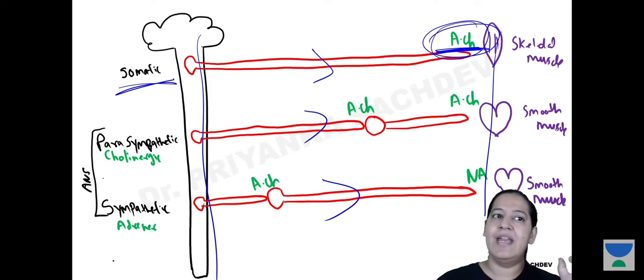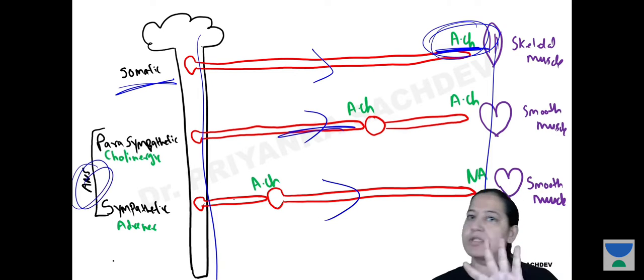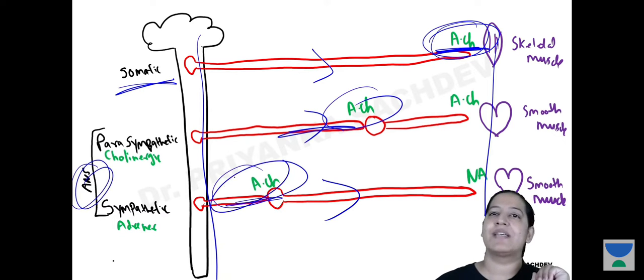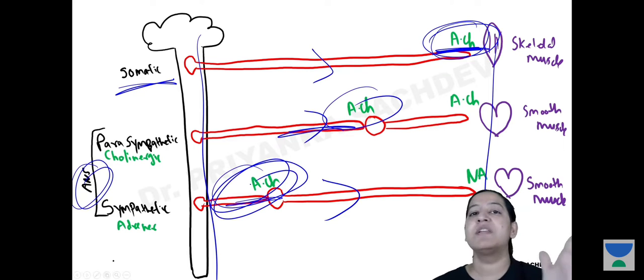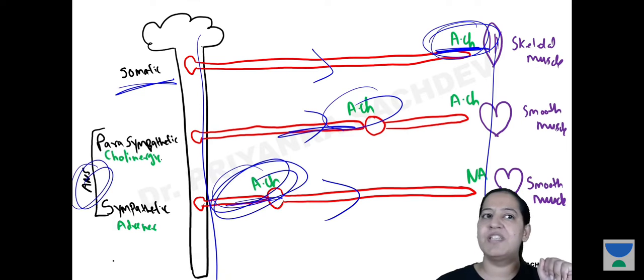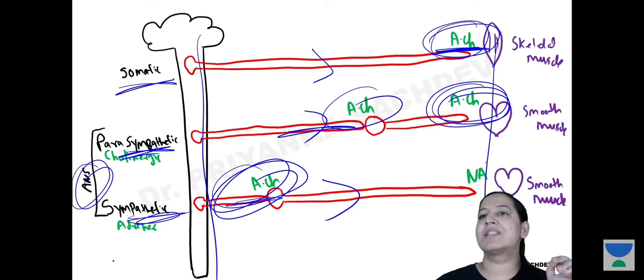But in autonomic nervous system, we have two neurons. That's why we will require two neurotransmitters, one in preganglion and one in postganglion. In preganglion, it is always acetylcholine, whether it is sympathetic or parasympathetic. Postganglion is different. In the parasympathetic system, again it is acetylcholine, and in the sympathetic system, it is noradrenaline.